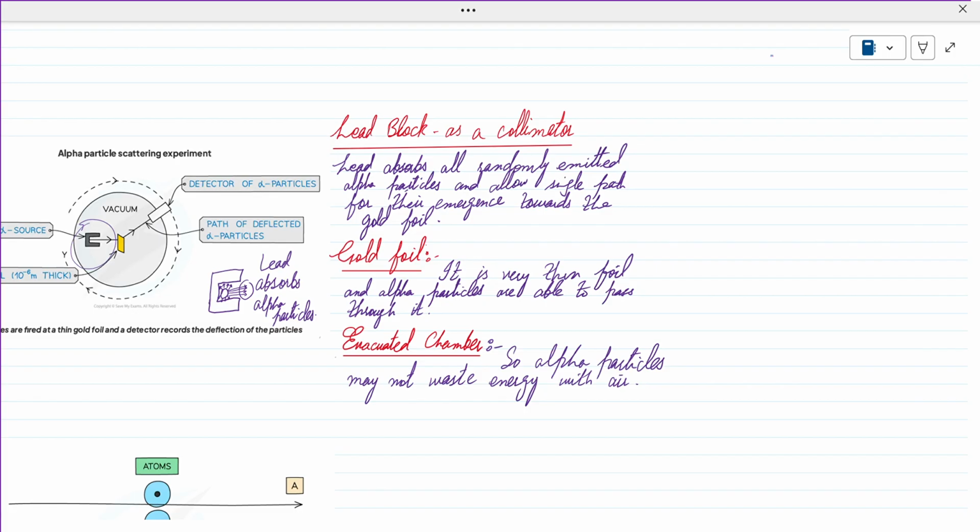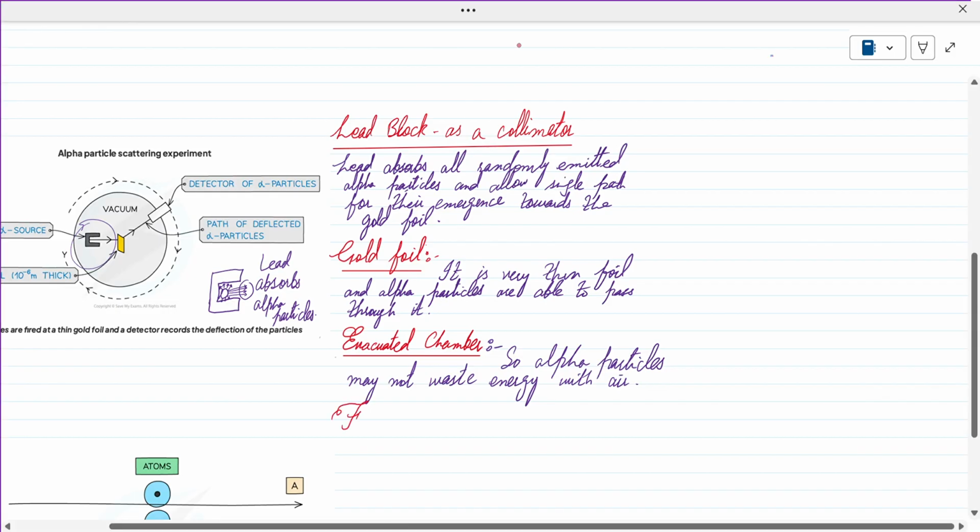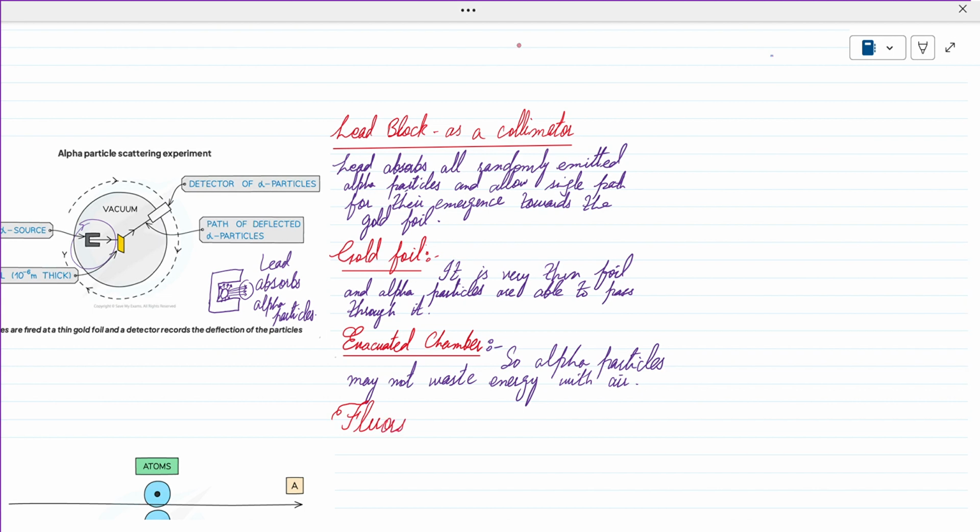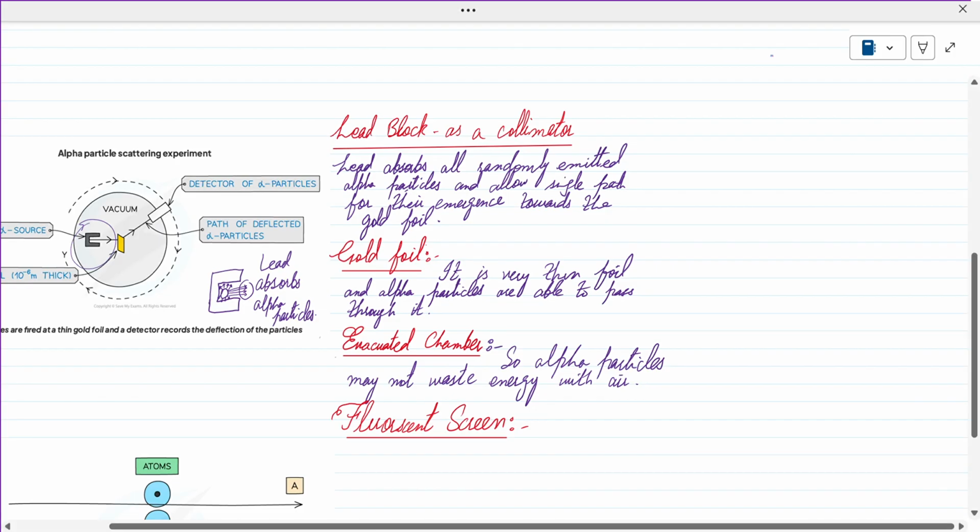As we have already discussed, the bright spots were forming. For that we used the fluorescent screen. So the next thing is, why the fluorescent screen? Why is the fluorescent screen used?